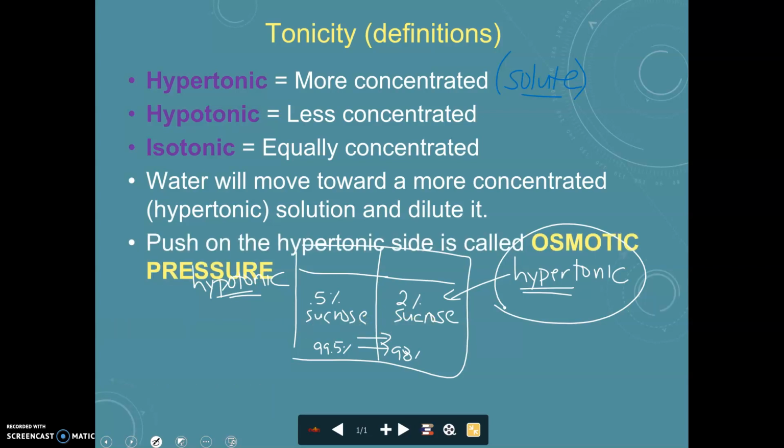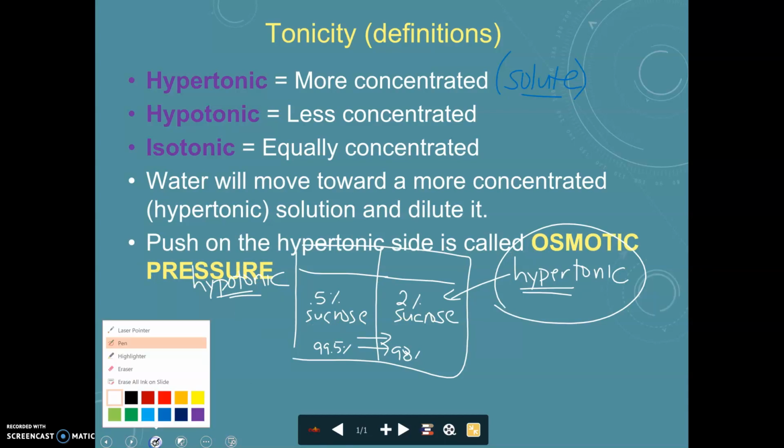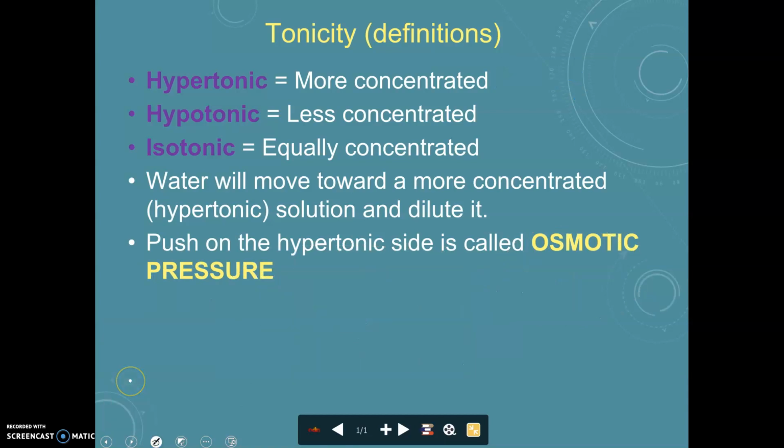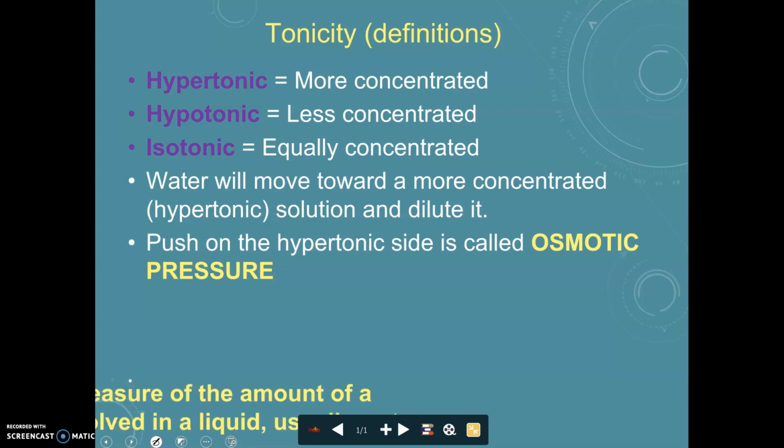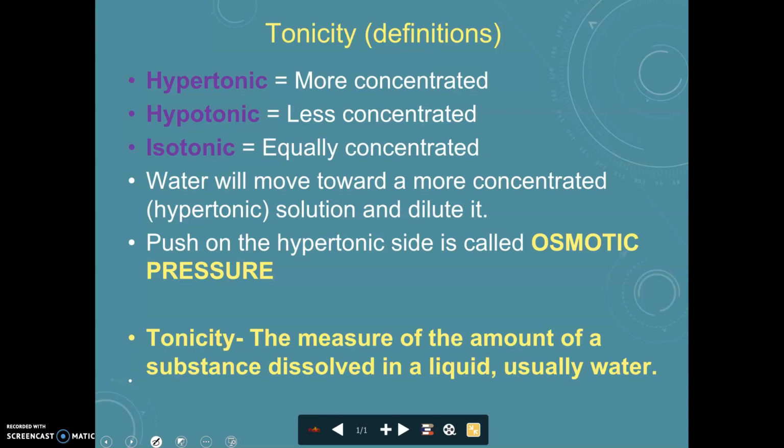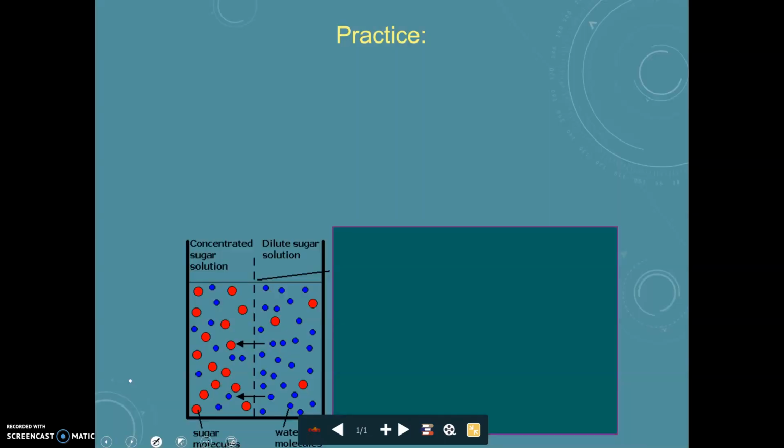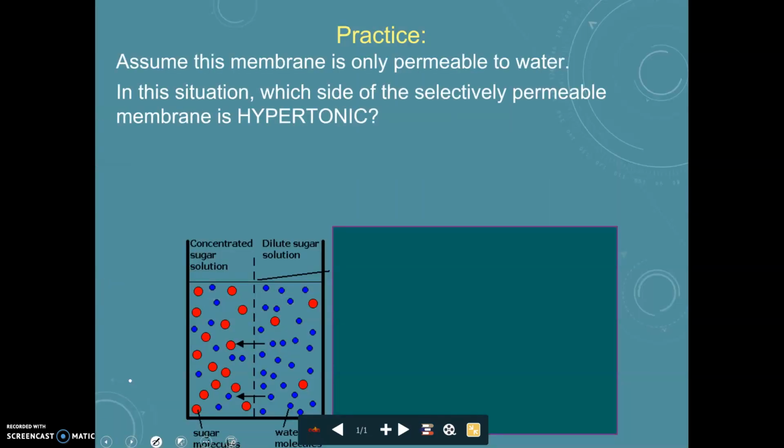All right. Now, osmotic pressure is the push on that hypertonic side where the water's sort of pushing through. Now, tonicity is the measure of the amount of substance dissolved in a liquid, typically water. So let's take a little practice question. Assume this membrane is only permeable to water. Which side of the membrane is hypertonic?